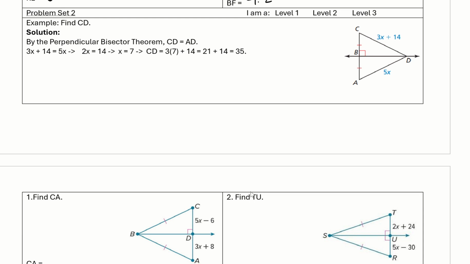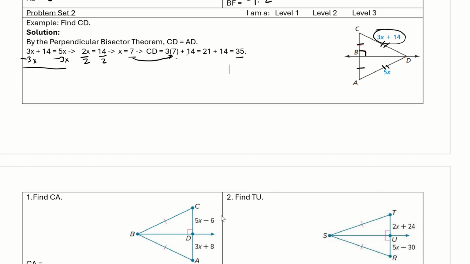So the next problem set is also using the perpendicular bisector theorem, so if these are congruent and we got a right angle, then these are congruent. So then we set them equal to each other, and then we subtract 3x on both sides. So we solve it, and then we get 2x equals 14. Divide by 2 to get 7, and then we plug that into CD. Remember, this is CD right here. So 3 times 7 plus 14 to get 35.